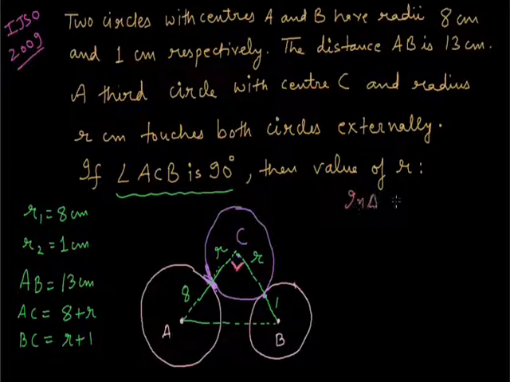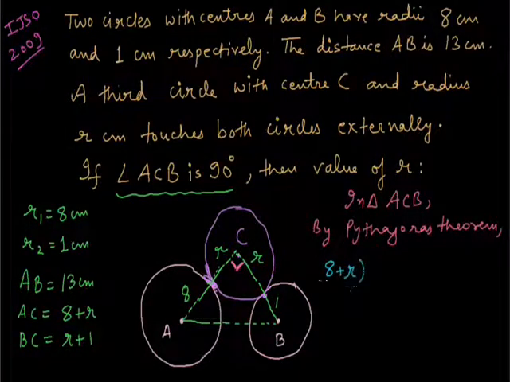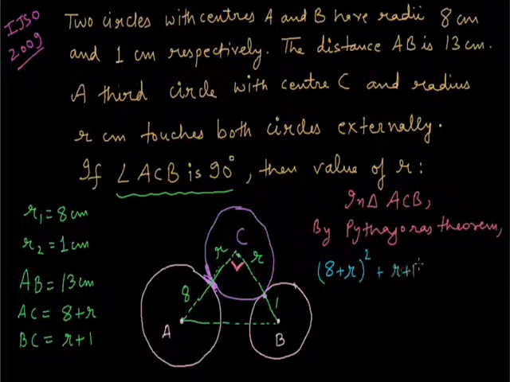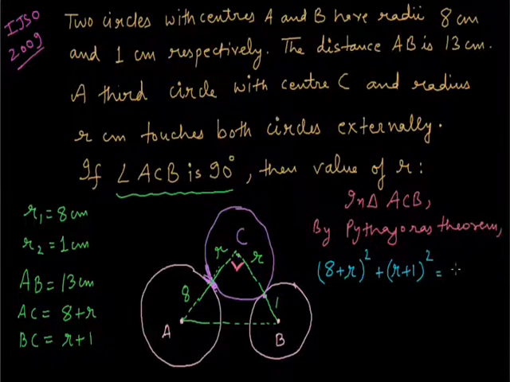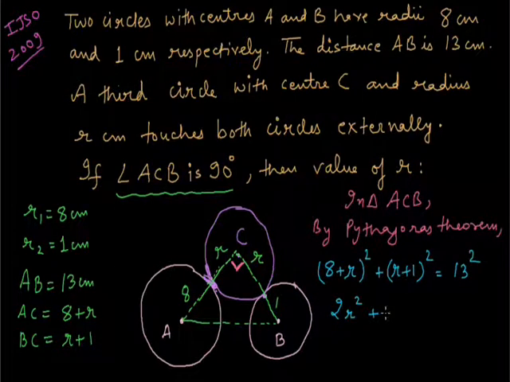Now in this triangle ACB, which is right angled, by using Pythagoras theorem you can find the value of R. So you will get (8 plus R) whole square plus (R plus 1) whole square equals AB square, where the length of AB is 13. After solving, this will become 2R square plus 16R plus 2R, that is 18R, equals 13 square, which is 169, minus 8 square, 64, and 1 square, 1, which is 65.